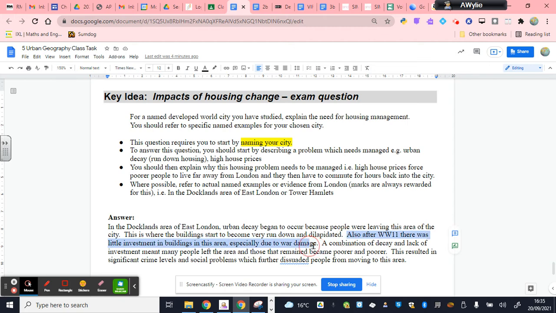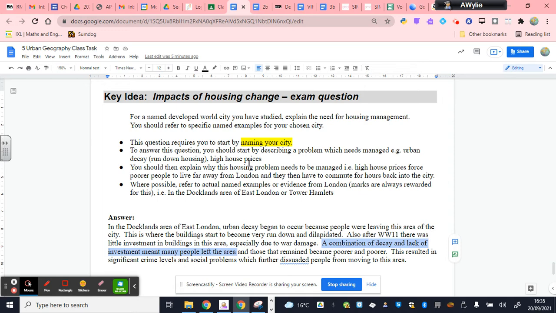We've also identified why this problem exists, because there was little investment, largely because of the amount of war damage from World War II. So let's get to the actual where the mark is. So a combination of decay and lack of investment meant many people left the area, and those that remained became poorer and poorer. Well, if we get to this many people left, that is us now explaining the need. We're explaining why this needs managed, because people are leaving.